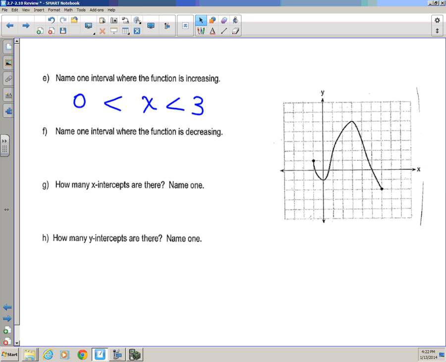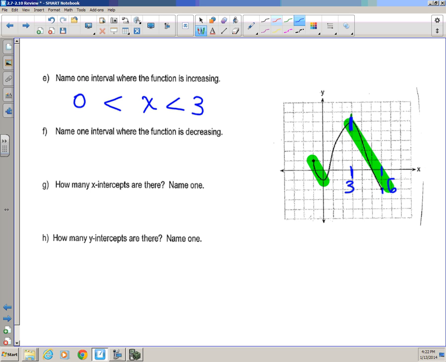If we want to talk about decreasing, my function is decreasing starting from this point down to here, and then from this point down to here. So again, we're looking for the values on the x-axis where we're decreasing. I could go for either, but I'm going to go for the bigger one. And the bigger one is decreasing starting here, which happens to be at 3 on the x-axis, and going down to here, which happens to be 4, 5, 6.